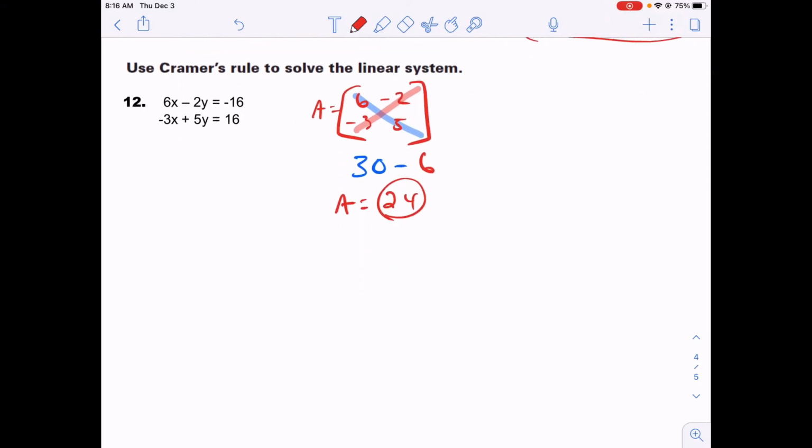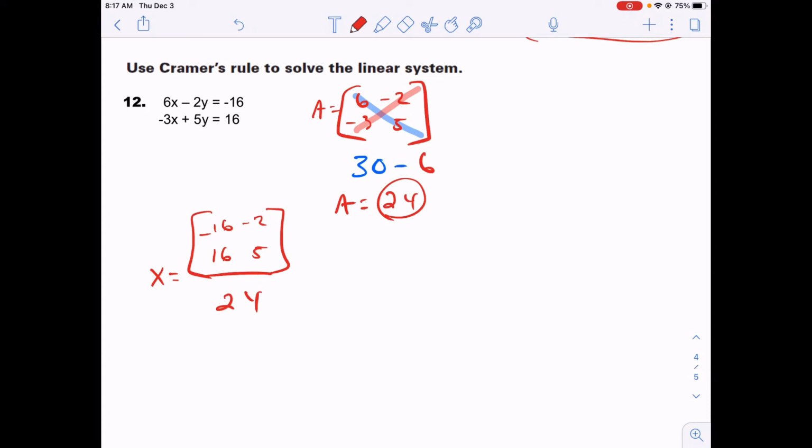To find the x, this is where we have to do the replacement method. We have to put in the constants for the x coefficients in the matrix. So let me show you how that works. It's going to be -16 and the 16 here. And then we use the y coefficients, -2 and the 5. And we divide them by the 24, which we found earlier with the coefficient matrix. So that's how you find the x. That's not a bad setup.